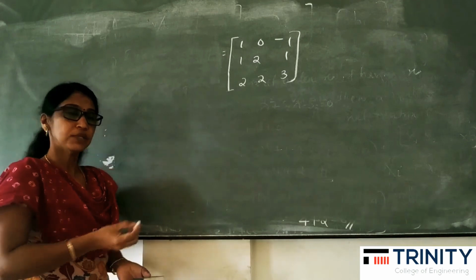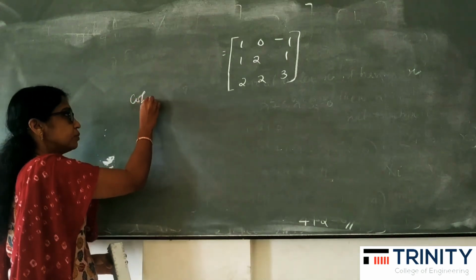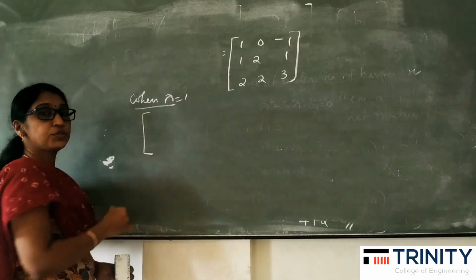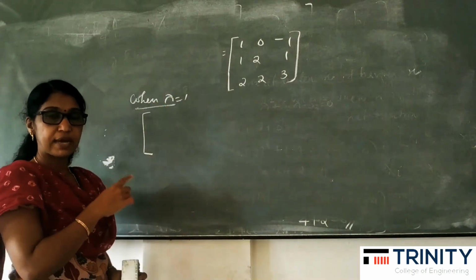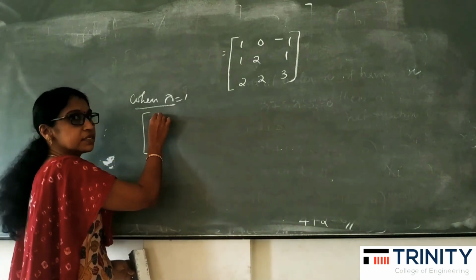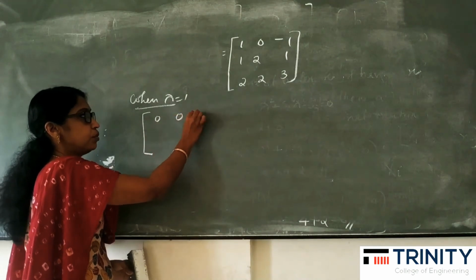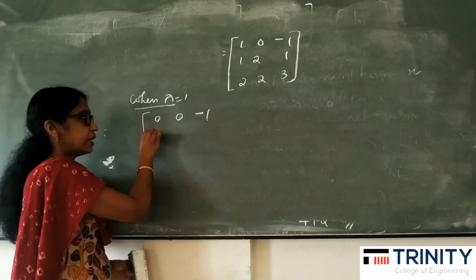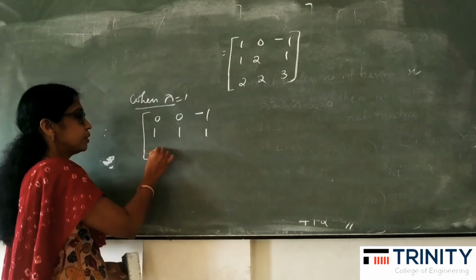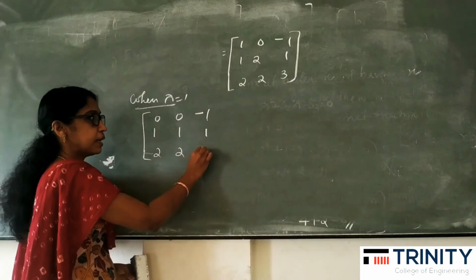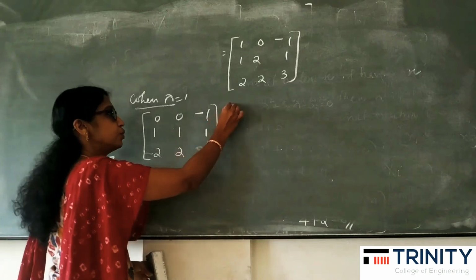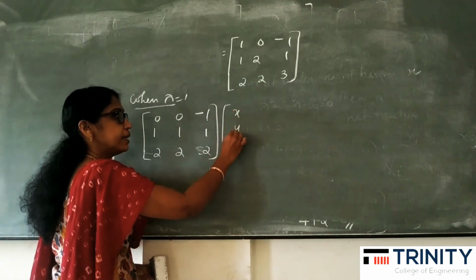Now when lambda is equal to 1, our system becomes, we have to subtract eigenvalue lambda from the diagonal elements. So 1 minus 1, that is 0, 0 minus 1, next element 1, 2 minus 1, that is 1, 1, and last row is 2, 2 and 3 minus 1, 3 minus 1 is 2, into x, y, z.